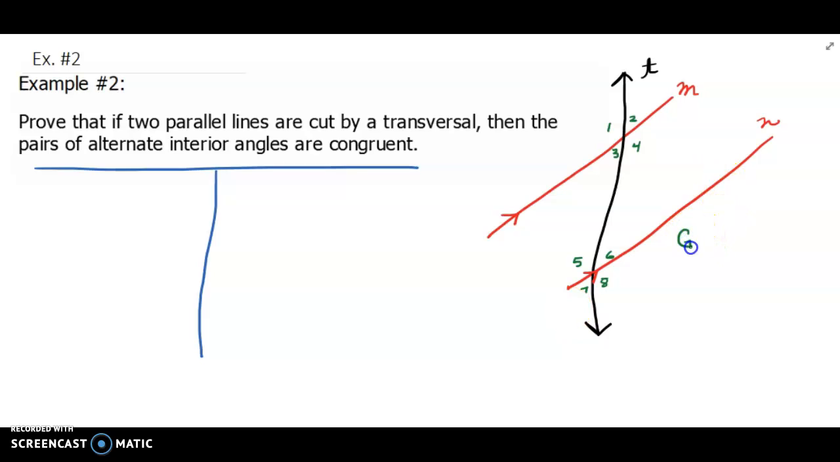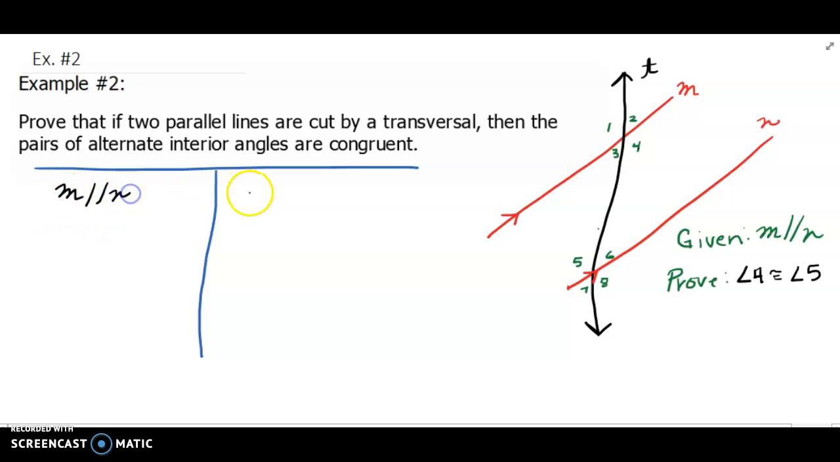Okay, so we are given that the lines are parallel, so M is parallel to N. And we want to prove that alternate interior angles are congruent. So I'm just going to pick a pair of alternate interior angles. 4 and 5 are alternate interior angles. So I'm just going to say angle 4 is congruent to angle 5. All right, so now I'm going to write a proof for this. So I'm going to start with my given. So I'm going to say line M is parallel to line N. That's given.